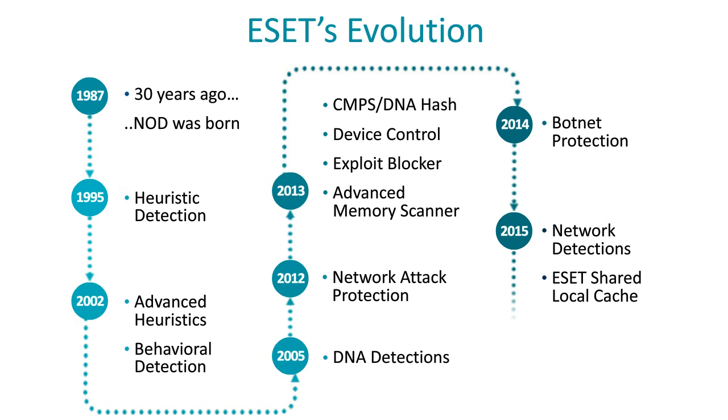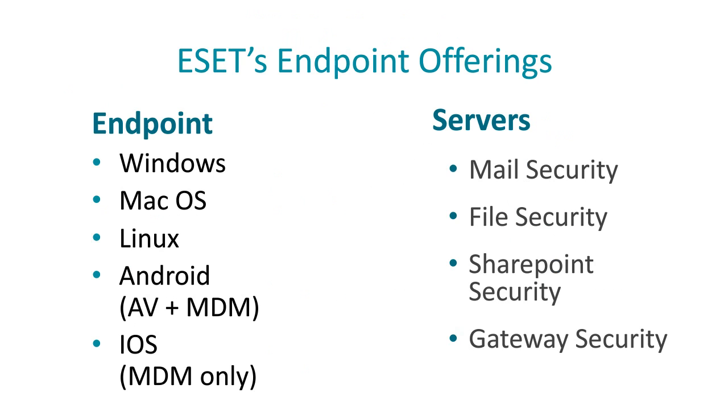And so on the endpoint side, we have lots of different products that can support your entire environment. So Windows, Mac, Linux, Android, and iOS. On the server side, we protect mail servers not just from viruses and malware and any other malicious content, but also from spam. We protect servers and SharePoint servers, and we have a product that even runs at the gateway level to protect devices where you're unable to install any sort of endpoint security on them.